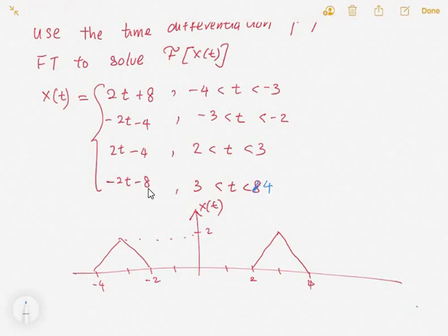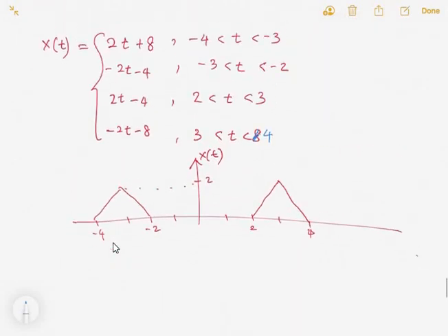Okay, if you draw the signal x(t), you may get this figure. So the question asks you to find the Fourier transform using the time differentiation property. So you need to differentiate x(t). If you differentiate x(t), what do you get?